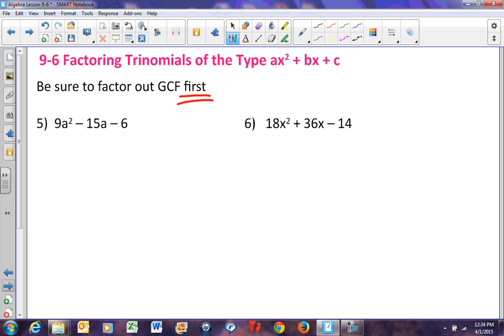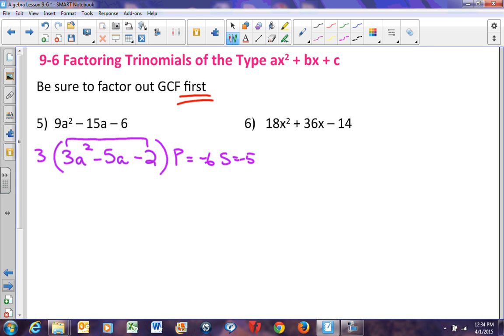I know 9, 15, and 6 are all divisible by 3, so I'm going to take out a 3 at the very first step. So that leaves me with 3a squared minus 5a minus 2, because 9 divided by 3 is 3, 15 divided by 3 is 5, and 6 divided by 3 is 2. Now I need a product of negative 6 and a sum of negative 5. So I'm thinking negative 6 and positive 1. Negative 6 plus 1 will equal negative 5. So there's my two numbers that I need.